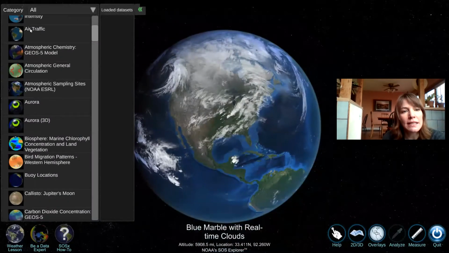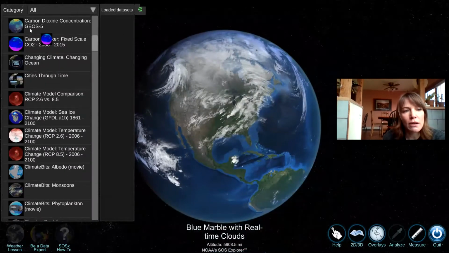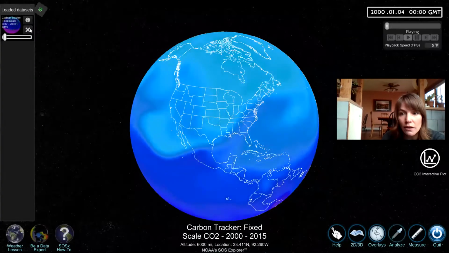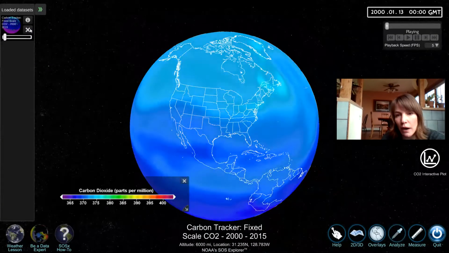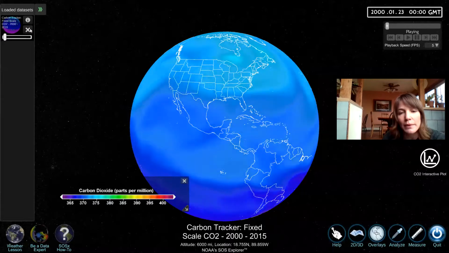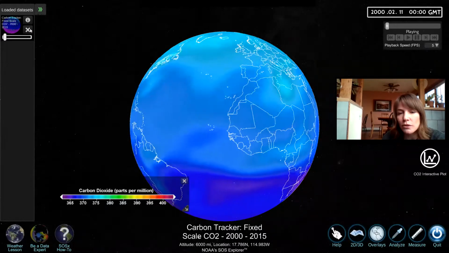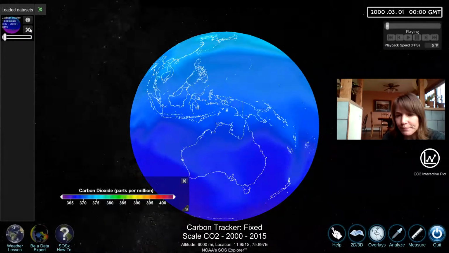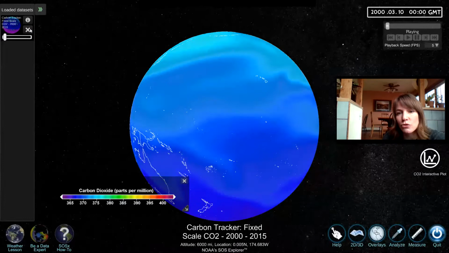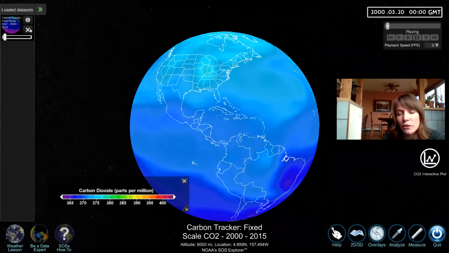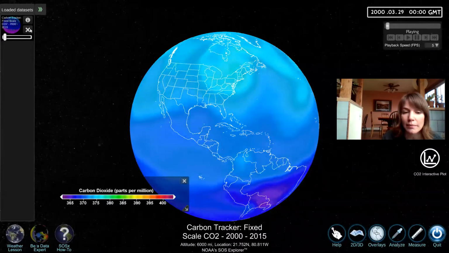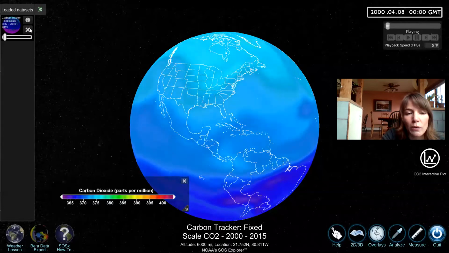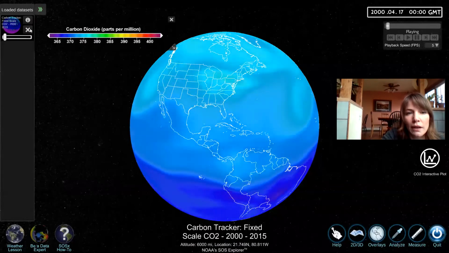So the next data set I wanted to show you is called Carbon Tracker. So let's look at what is this actually doing to our atmosphere and what is it doing over time. So what we're looking at is a model that's produced in our laboratory in Boulder. It's actually in the laboratory next door. So the Global Monitoring Laboratory is part of the Earth System Research Laboratories, where we work in Boulder.